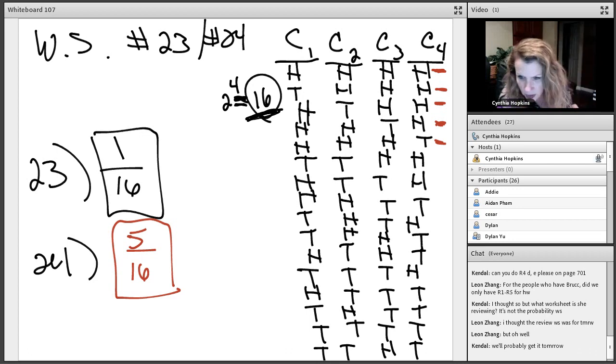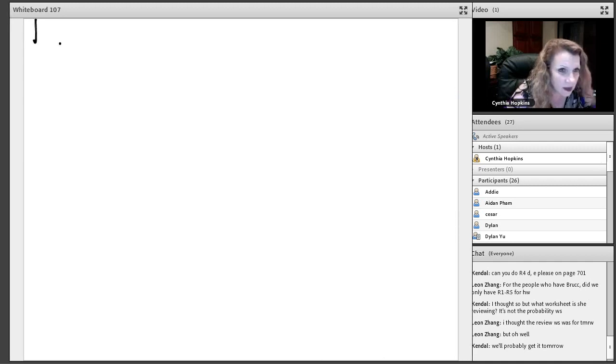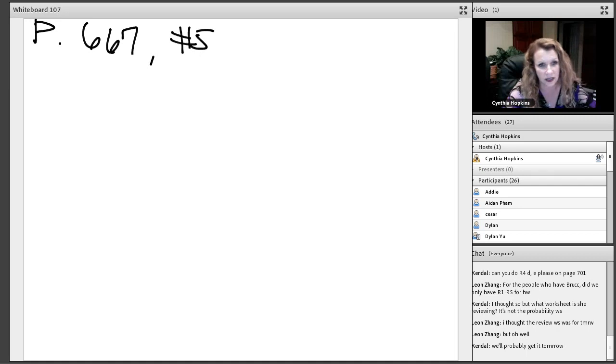And you said number 5. Okay, this is the traffic light problem. So this is the concept that you know what the probability is because they tell us. And then, page 6, 6, 7, number 5. And then we know that the not is going to be 1 minus that probability.